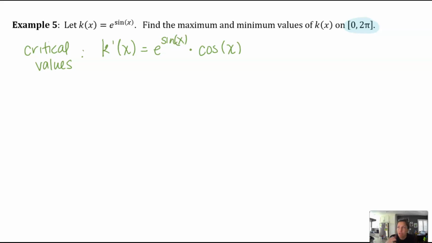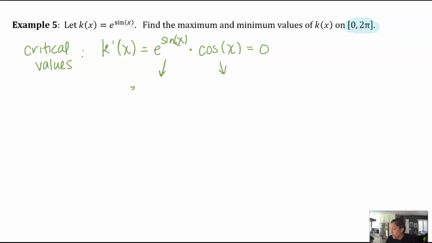All right, and now, again, these will never be undefined because the domain of all of this is negative infinity to infinity. Composition and multiplication or product of functions doesn't change that. So we're going to set this equal to 0. Well, we know zero factor property. That means one of these two things that we're multiplying together equals 0. Now, e to the sine x, e never equals 0. It has a horizontal asymptote.